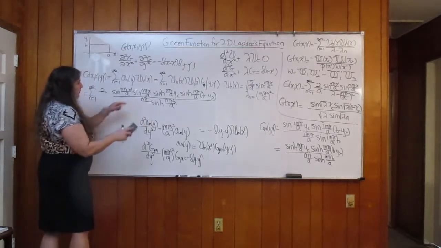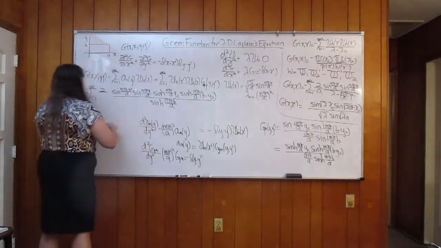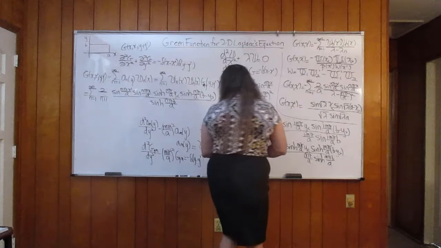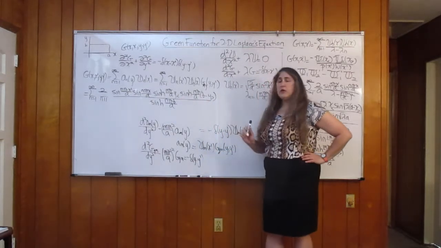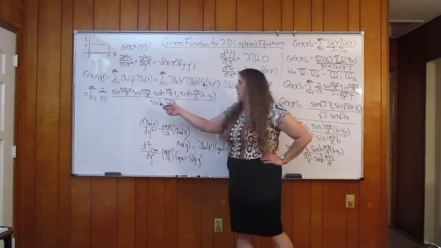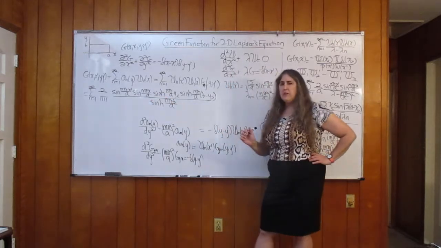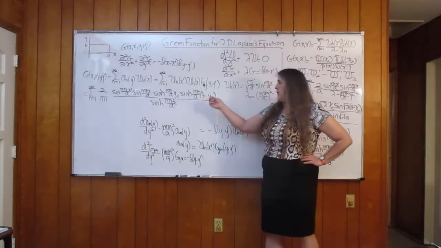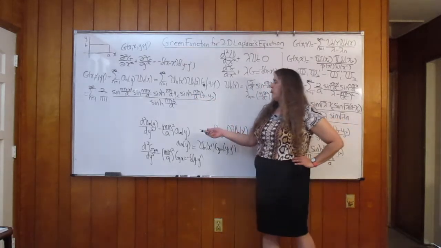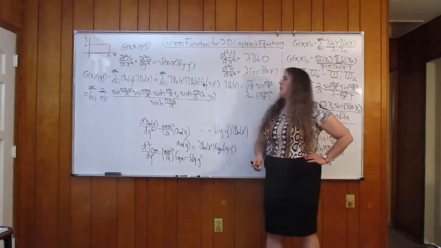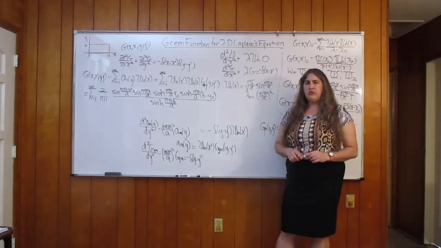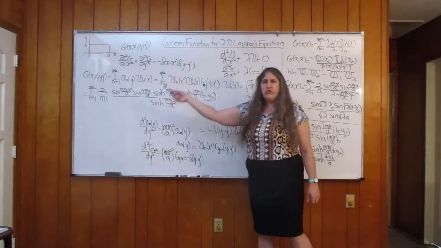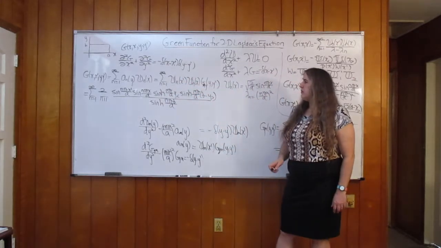And furthermore, I'll pull this factor of pi just out here. Let me read this off. This is going to be the summation n equals 1 to infinity of 2 over n pi, sine n pi x prime over a, sine n pi x over a, sinh n pi over a y less than, sinh n pi over a b minus y greater than, all over sinh n pi b over a, okay? So that's one representation of the Green's function that satisfies the boundary conditions that the Green's function vanish on each of those surfaces.